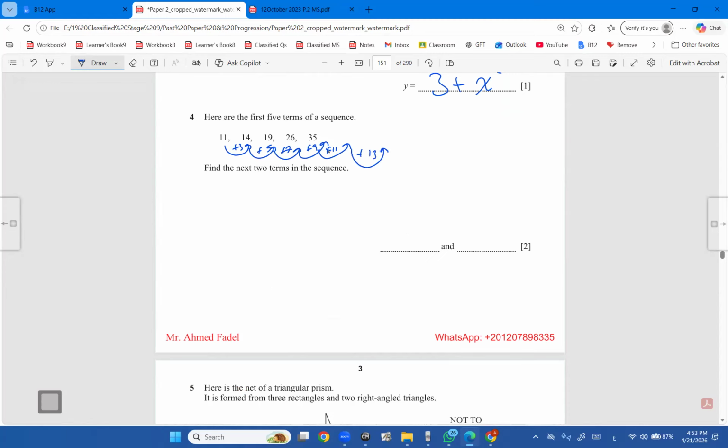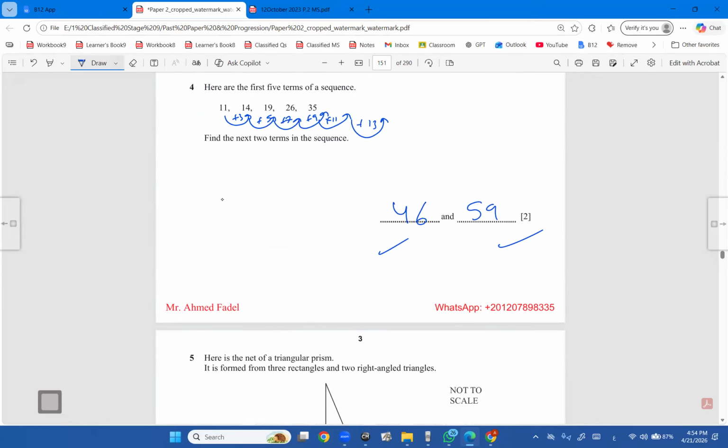Someone might think about it this way. It's not going to be wrong. This is going to be 46, and the next one is going to be 59. Correct. Someone else might think about it using the nth term, knowing that n squared plus 10 is the nth term for this sequence. So the sixth term is 6 squared plus 10. 36 plus 10 is going to give you 46. And the seventh term, 7 squared, 49 plus 10, is going to give you 59, which is also the same result.